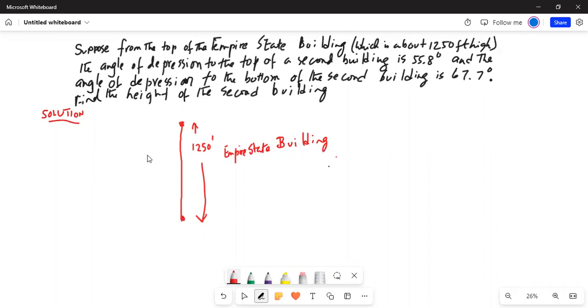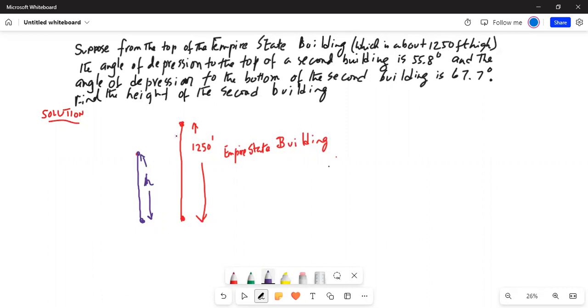Now suppose there is a building over here. Let me change the color of the ink to make it look a little better. This is blue. And suppose its height is like this. So we do not know the height of this building. Let's call it H, from here to here.